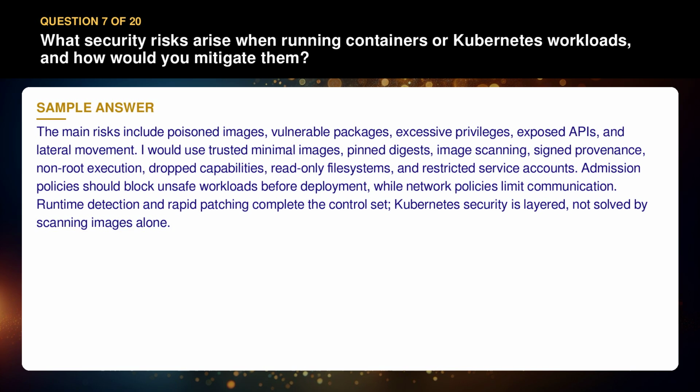I would use trusted minimal images, pinned digests, image scanning, signed provenance, non-root execution, dropped capabilities, read-only file systems, and restricted service accounts. Admission policies should block unsafe workloads before deployment, while network policies limit communication. Runtime detection and rapid patching complete the control set. Kubernetes security is layered, not solved by scanning images alone.